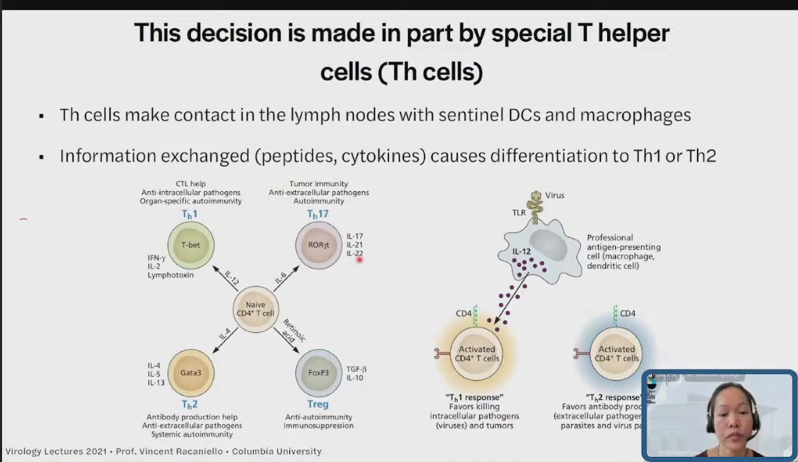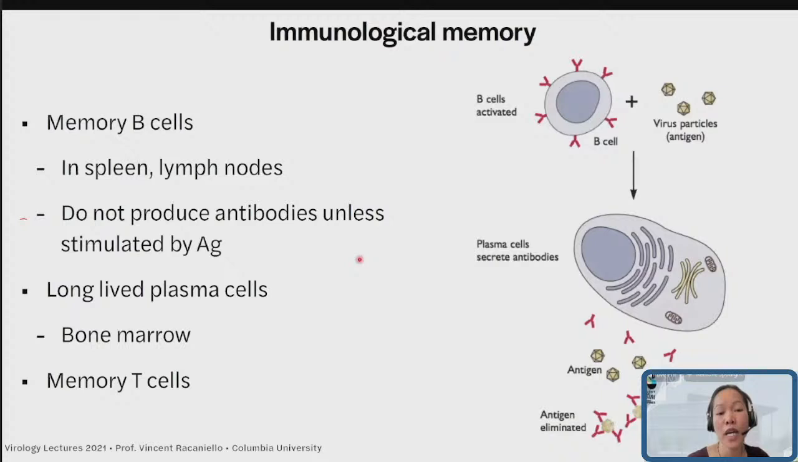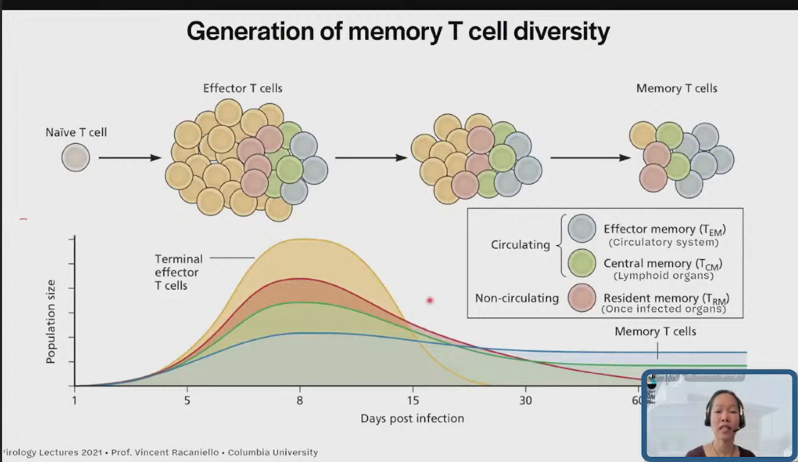And I just want to finish this off with the concept of memory, because a very important difference between innate and adaptive immunity is the presence of memory. So we have memory B cells and then we have memory T cells. And this is important because memory cells have diversity or differences. So the naive T cells, once there is an infection, trigger the generation of memory T cells.